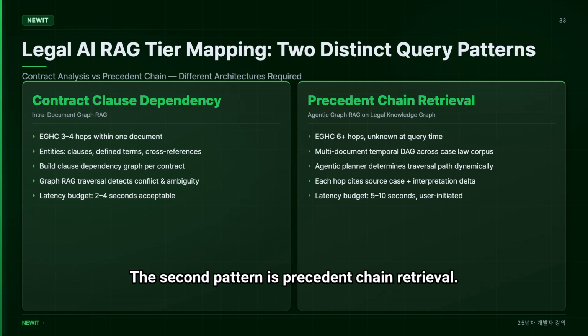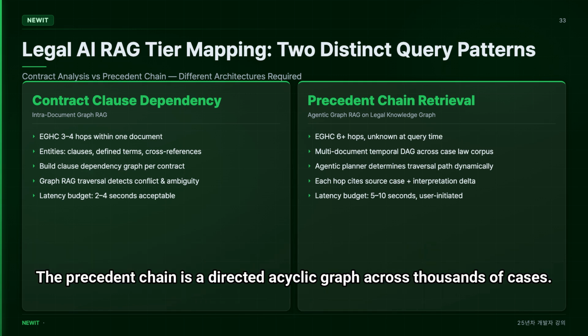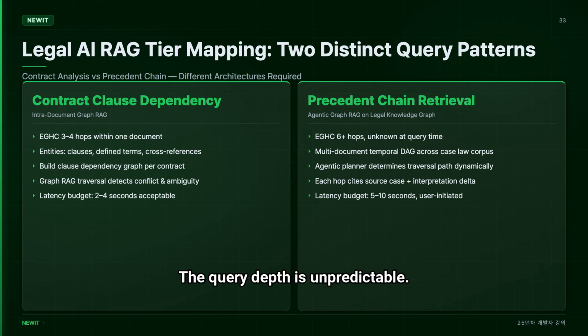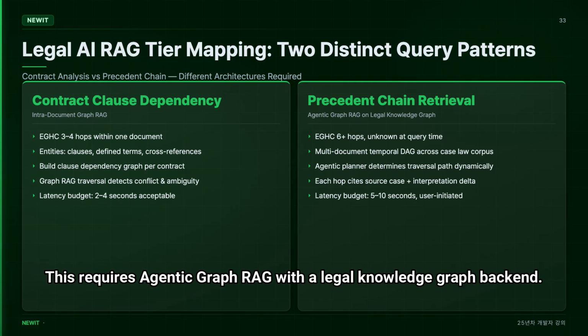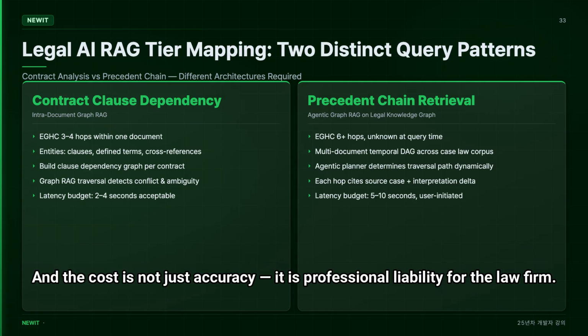The second pattern is precedent chain retrieval. When a lawyer asks which prior court decisions establish the enforceability of this specific limitation of liability clause under New York commercial law, and how did each decision modify the interpretation? This is a multi-document, multi-hop, temporally ordered traversal. The precedent chain is a directed acyclic graph across thousands of cases. The query depth is unpredictable. This requires agentic graph RAG with a legal knowledge graph backend. Conflating these 2 patterns, using simple vector RAG for both, is the single most common failure mode in legal AI deployments today. And the cost is not just accuracy, it is professional liability for the law firm.